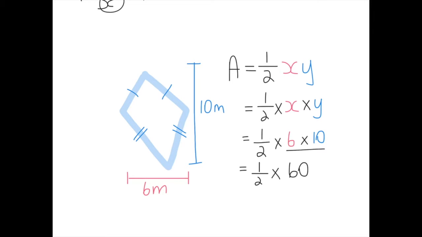This next step looks more complicated than it is. In the yellow, all it's asking you is to find half of 60. So we know 60 divided by 2 is 30, and I'm working in meters and area, so it is squared. Same thing with a rhombus.